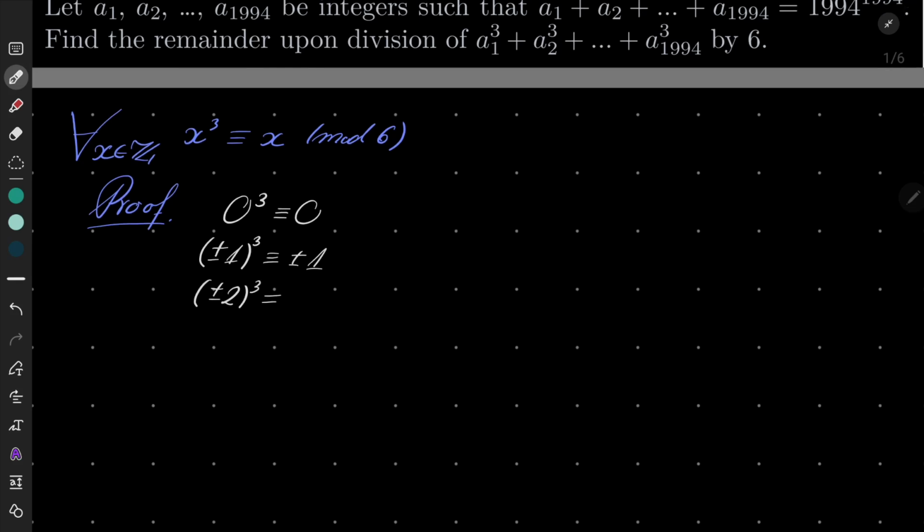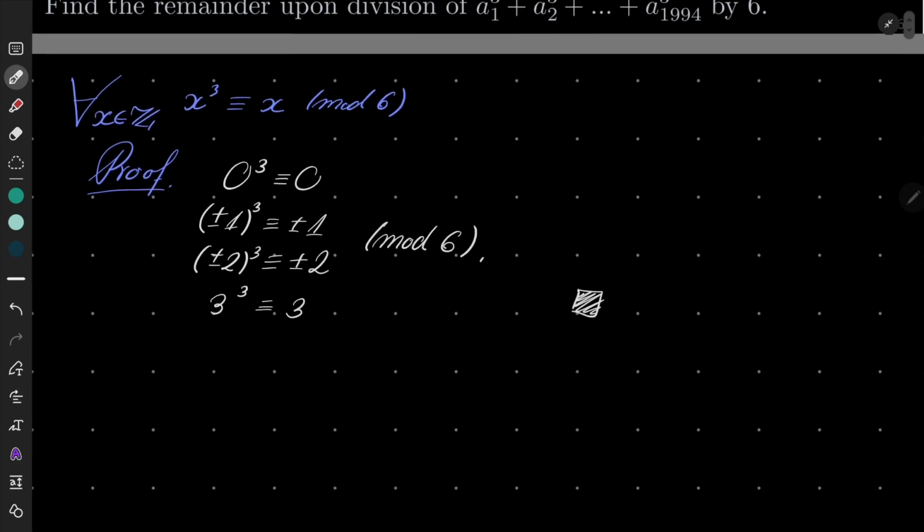Plus or minus 2, well, the cube is plus or minus 8, and 8 is congruent to 2, so it's plus or minus 2. And finally, 3, the last possible remainder is 3. 3 cubed is 27, and 27 is congruent to 3 modulo 6, because 27 minus 3 is 24. So I have 1, 2, 3, 4, 5, 6 possible remainders. In every case, we have our congruence. So that closes the proof of our lemma.